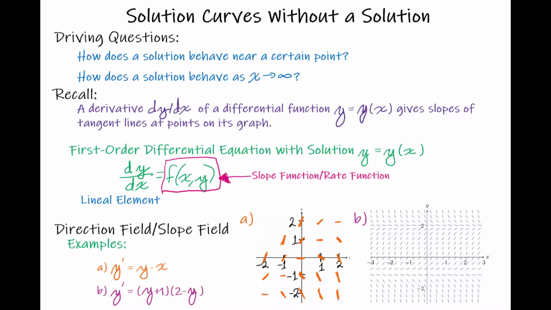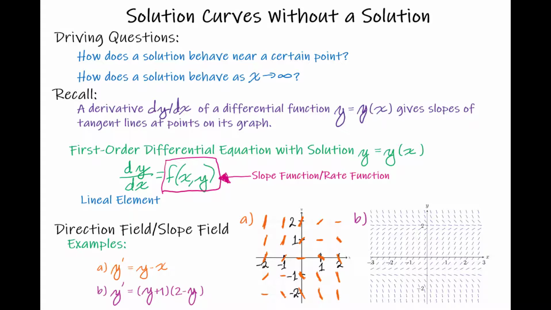Now moving on to x is -1, y is 2, I get a slope of 2 minus -1, or 3. So I sketch in a slope of 3. Same thing happens when x is -2 and y is 1, I'll get a slope of 3. And when x is -2, y is 2, I get a slope of 4. So I sketch that in. So in doing that, I've created the direction field or slope field of the differential equation y prime equals y minus x.